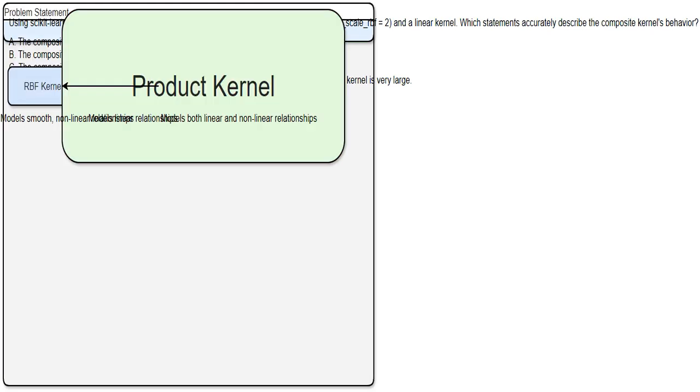The product kernel takes two other kernels, like our RBF and linear kernels, and multiplies their results together. Imagine it like combining the drawing tools I described before. The product kernel lets you have both straight lines and curves in your model, making it much more flexible than either kernel on its own. It's like being able to draw both precise details and sweeping lines at the same time.